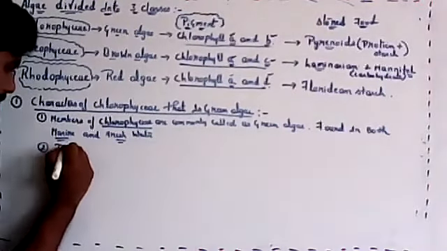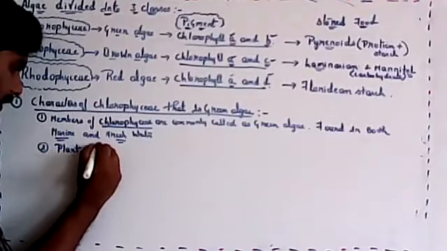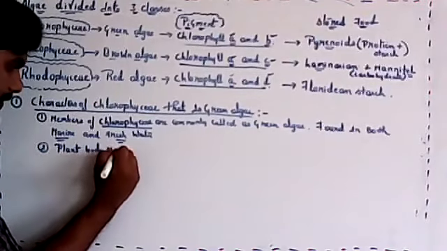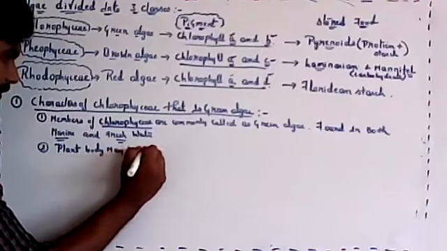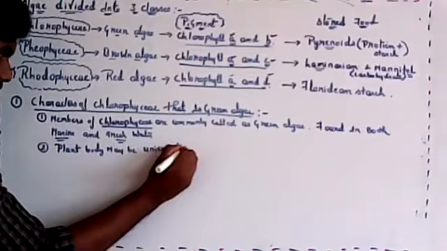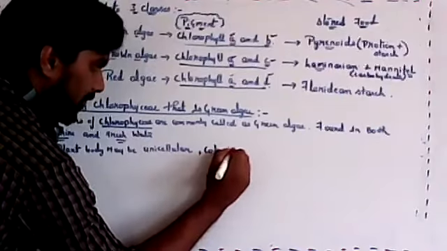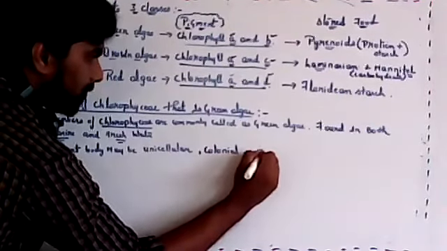Then second, the plant body may be unicellular, colonial or filamentous. This we have already discussed.